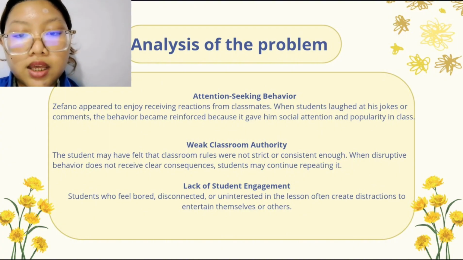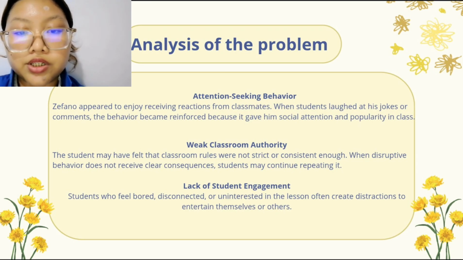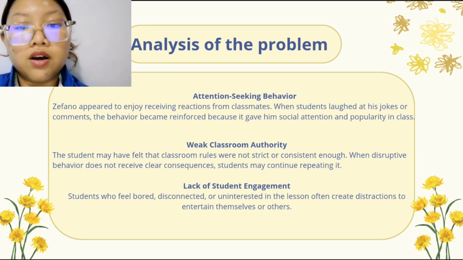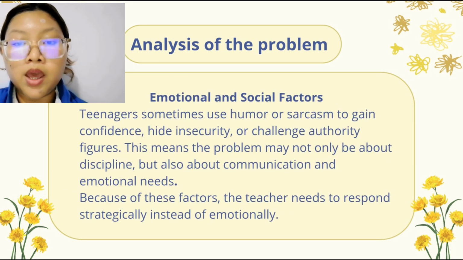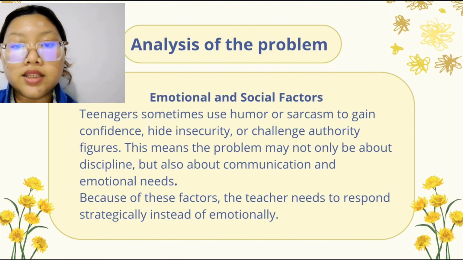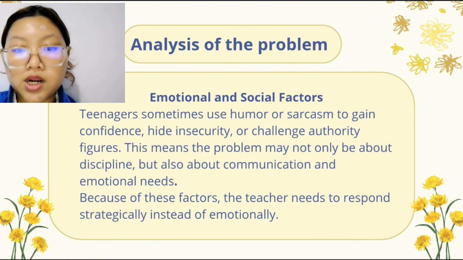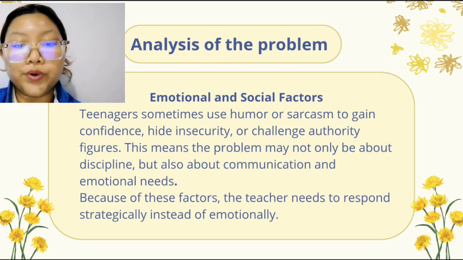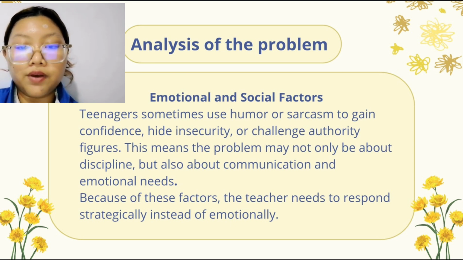Lack of student engagement. Students who feel bored, disconnected, or uninterested in the lessons often create distractions to entertain themselves or others. Emotional and social factors. Teenagers sometimes use humor or sarcasm to gain confidence, hide insecurity, or challenge authority figures. This means the problem may not only be about discipline, but also about communication and emotional needs. Because of these factors, the teacher needs to respond strategically instead of emotionally.